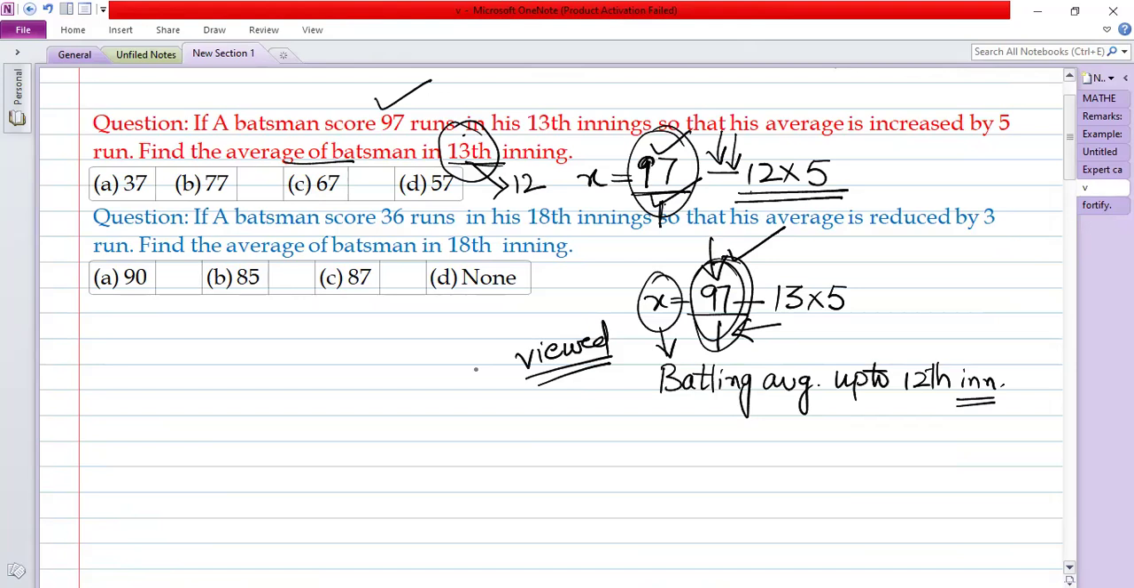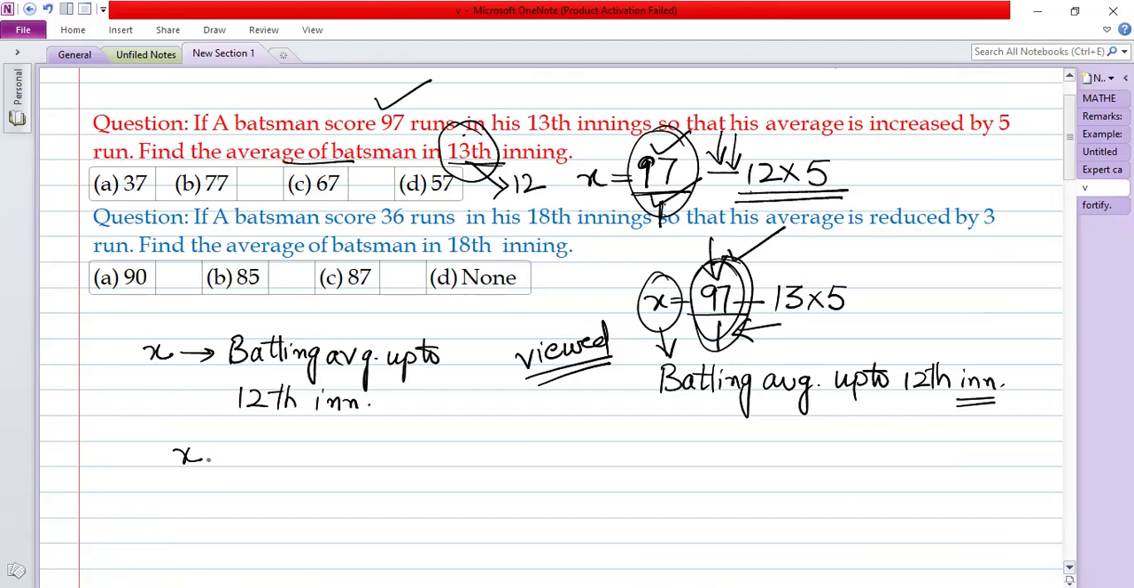Now here, I will solve it by the allegation method, means the alternative way. So actually, these questions can be solved by the allegation method also. But there we have to take care of a certain point. What is that point? I will discuss. So here, let X be the batting average up to the 12th inning.